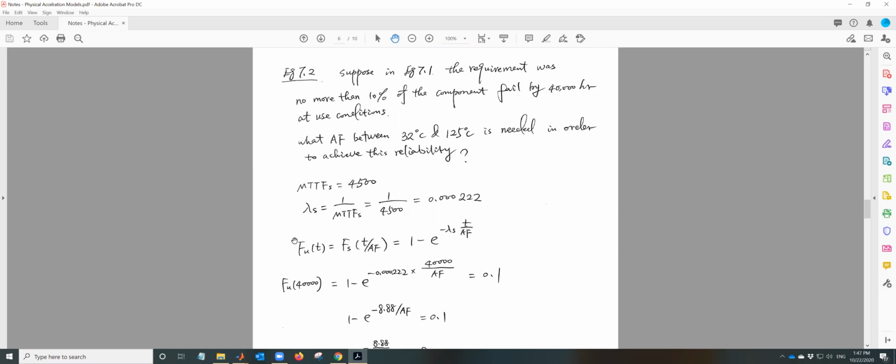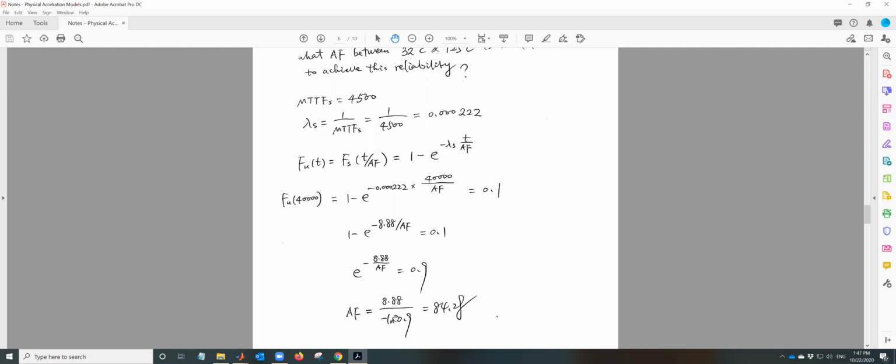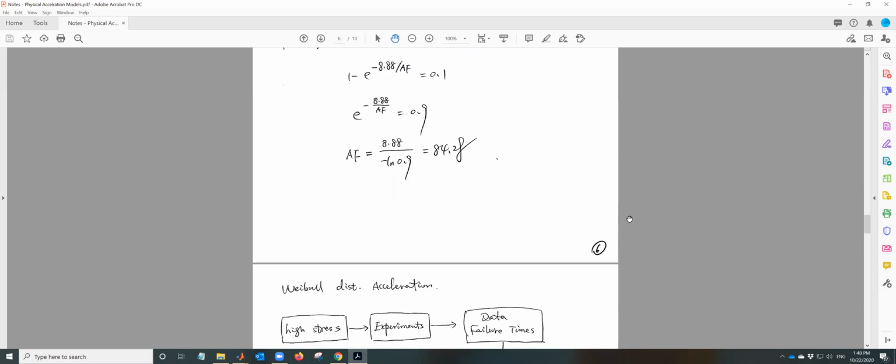So this is the use condition, the CDF function equals 1 minus exponential of minus lambda S T over AF. Now let's put the 40,000 over here, and we keep AF because we want to derive it. We want to see no more than 10%, so let's set it equal to 10%. Then let's derive it, and we found that AF should be 84.28. This should be our acceleration factor.